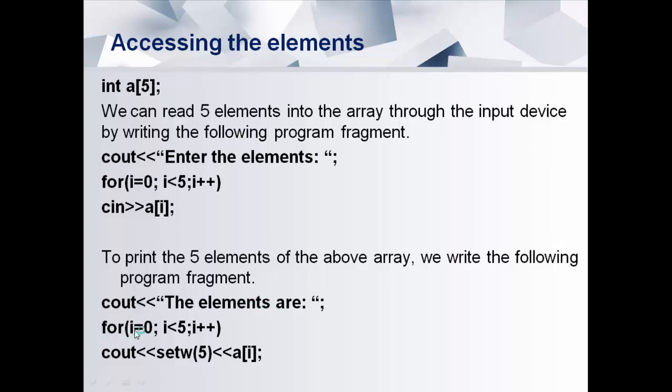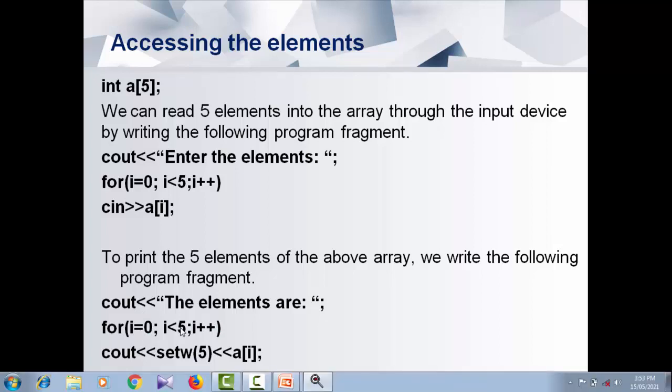Again I am using a for loop here. So for I equals 0, I less than 5, I plus plus. So again I value is initialized to 0, 0 is less than 5, yes, the condition is true. So next setw is nothing but set width. It gives us 5 spaces in between the digits.